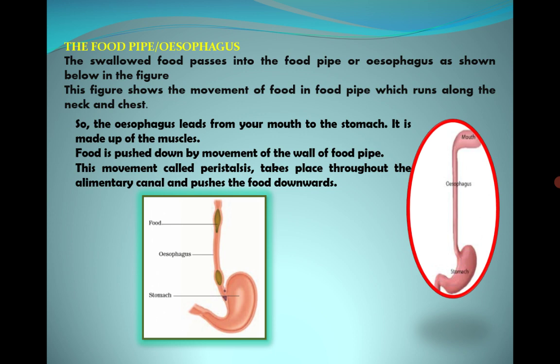It is made up of muscles. Food is pushed down by the movement of the wall of the food pipe. And this movement is called peristalsis movement, which takes place throughout the alimentary canal and pushes the food in a downward direction.